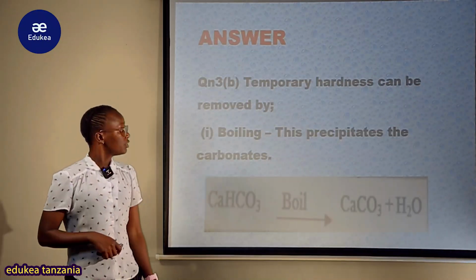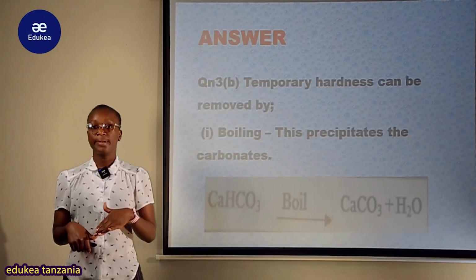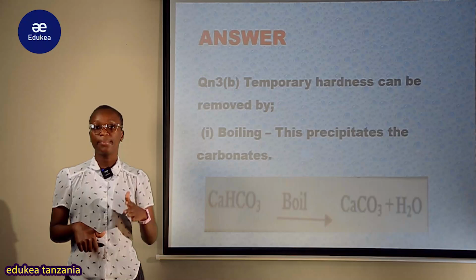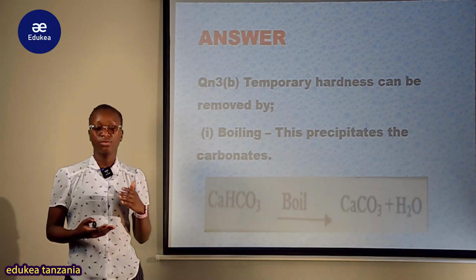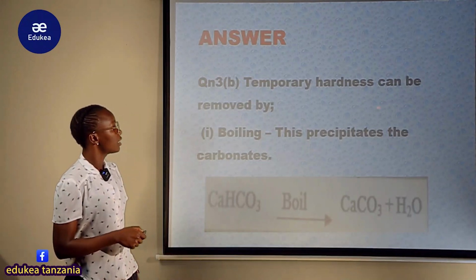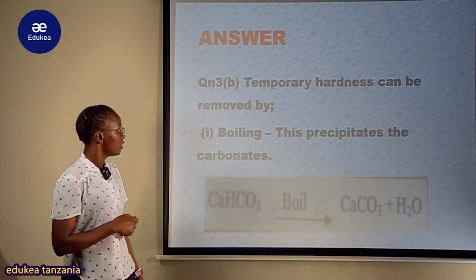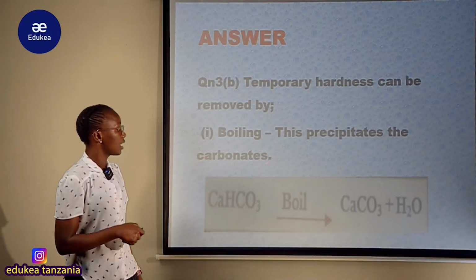Now let us see question number 3B, where we were asked to briefly explain how to remove the temporary hardness of water by boiling, and also the temporary hardness of water by chemical means. Now, starting, the temporary hardness of water can be removed by, first one, boiling. Boiling here precipitates the carbonate.